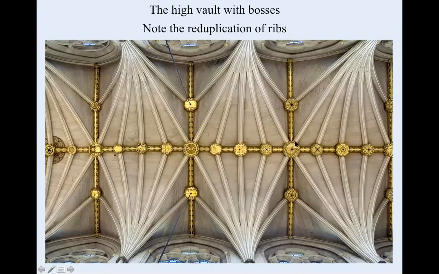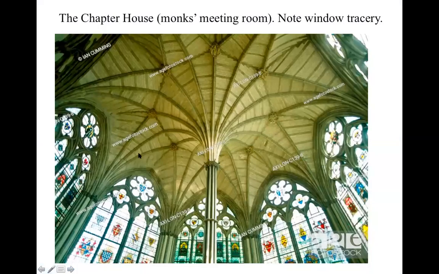And looking up at the high vault, you can see the bosses with all kinds of heraldic symbols and coats of arms on them, and the ribs. One thing to notice is that you have a number of ribs, some of which are functional. So the main rib going across is functional, the rib going transversely is functional. The one between is just ornamental. So the rib becomes an opportunity for fancy design. And then there's this wonderful chapter house, which is where the monks sat around and met in this little octagonal building.